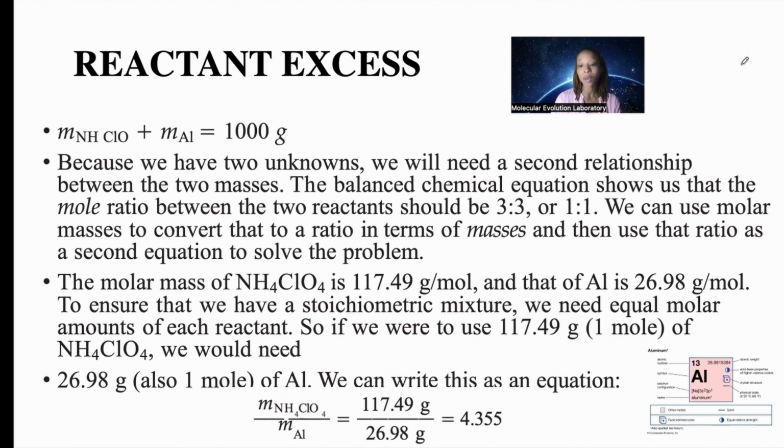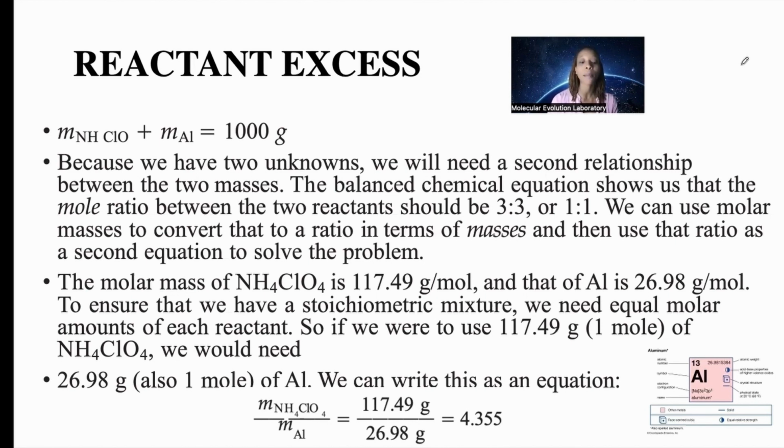The balanced chemical equation shows us that the mole ratio between the two reactants should be 3:3, or 1:1. So when you balance the equation, it shows that it's a ratio of 3:3 or 1:1, whichever, right? So the 3 would automatically also be equivalent to the 1. We can use molar masses to convert that to a ratio in terms of masses, and then use that ratio as a second equation to solve the problem.